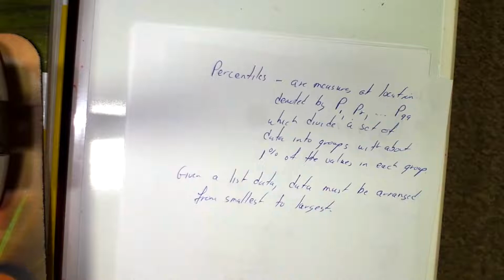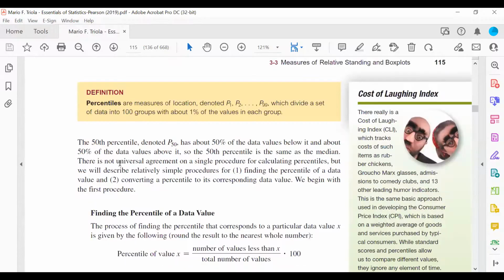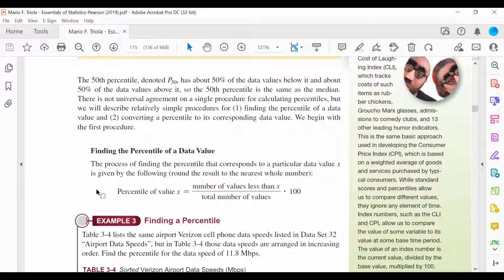So I'm going to give you the formula. I'm going to show you first how to find the percentile of a data value given. That's the first thing I'm going to show you, and there's a formula that you're going to use. Here is the famous formula.